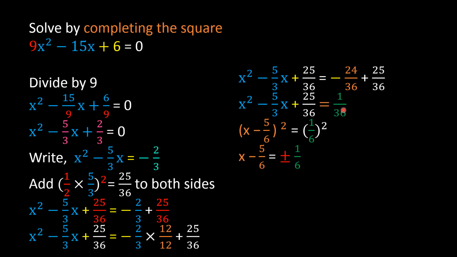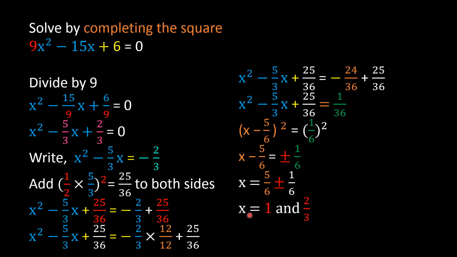Because every real number has two square roots, one is plus, the other is minus 1. Now we will take this minus 5 divided by 6 on the right hand side. So it will be x equals 5 divided by 6 plus minus 1 divided by 6. Here the denominator is same. Therefore, we can directly add or subtract the numerator.